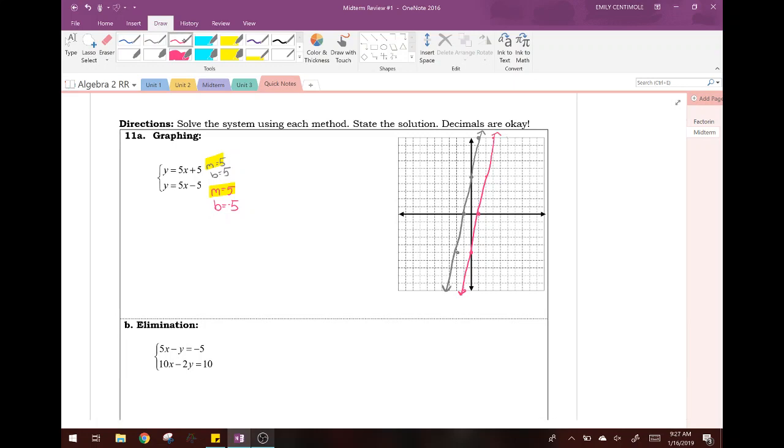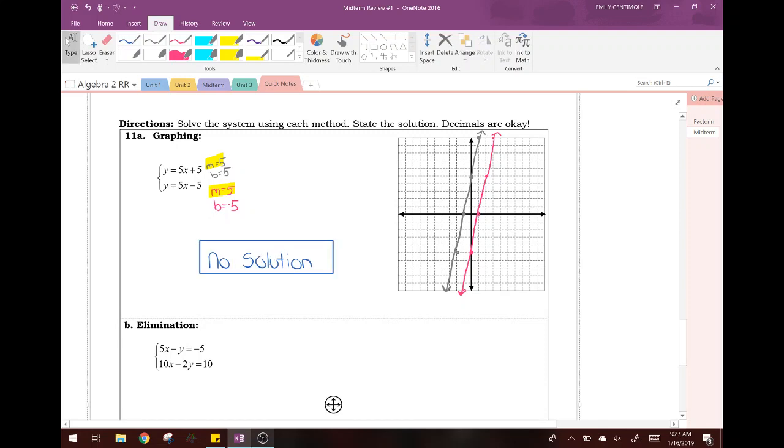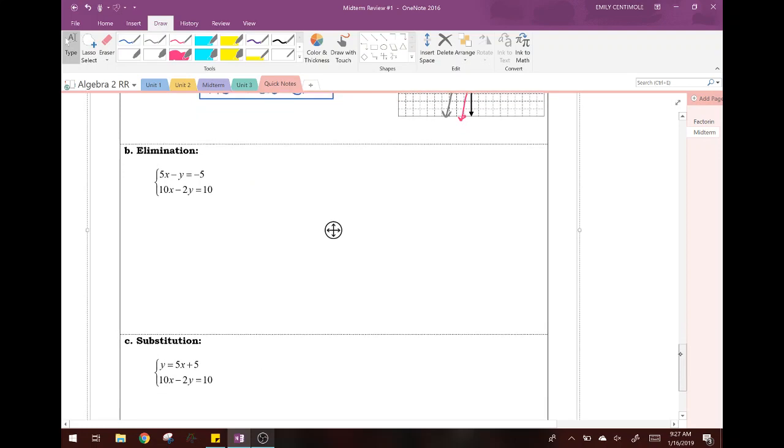But I noticed that these lines are parallel, which I suspected from the fact that the slopes were the same. These lines will never intersect, so there are no points that they have in common. So there is no solution to this system. Now that I know this system has no solution, when I do it using the elimination and substitution methods, I should get the same answer. If not, you have to go back and check your work.